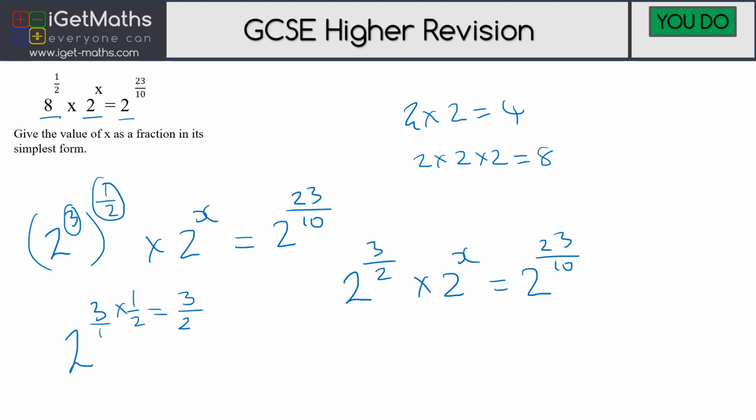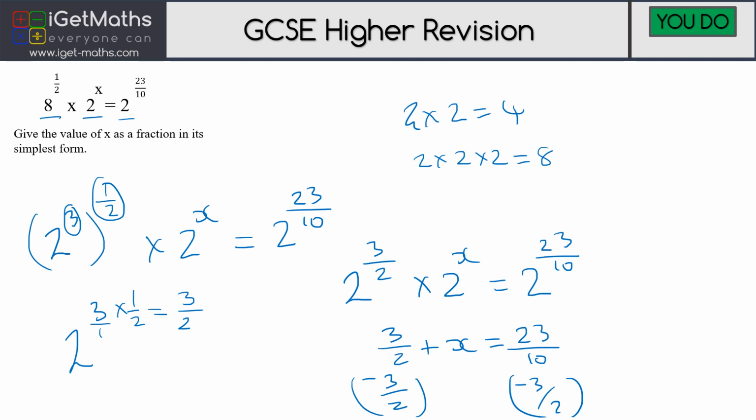And quite simply, to get x by itself, you know that the index law for indices is quite simply 3 over 2. When you're multiplying, remember, you add, so that's going to be 3 over 2 plus x equals 23 over 10. And to get x by itself, we're going to minus 3 over 2 on both sides. So now what we need to calculate is 23 over 10 minus 3 over 2. And now you've just got a fraction question.